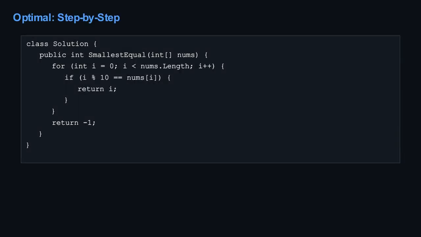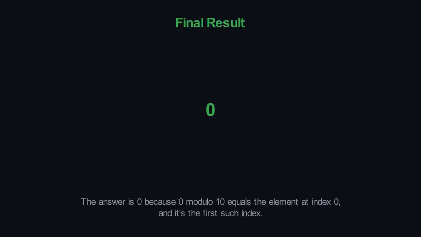Let's trace the example 0, 1, 2. Start with i equals 0. 0 modulo 10 is 0, which equals nums[0], 0. Condition met, so we return 0 immediately. The loop ends there. That's the smallest index, and it's correct because 0 satisfies the condition and no smaller index exists. For the example, the answer is 0 because 0 modulo 10 equals the element at index 0. This is correct since it's the first index meeting the requirement.